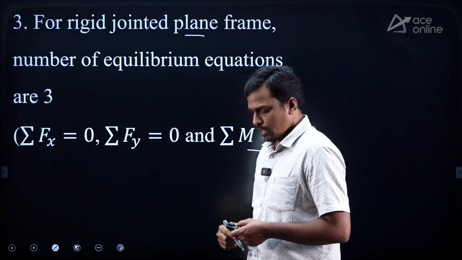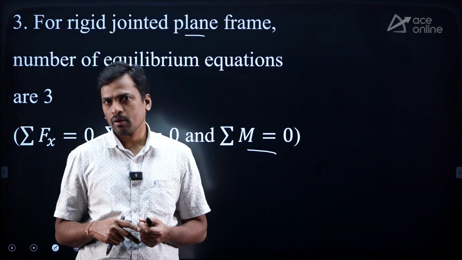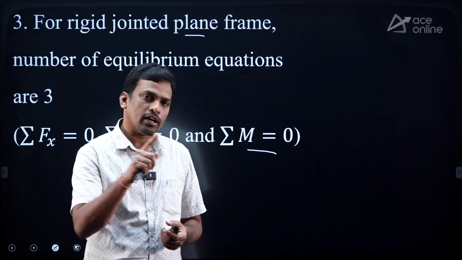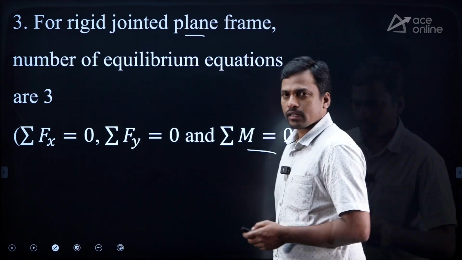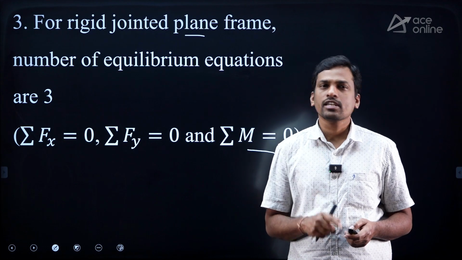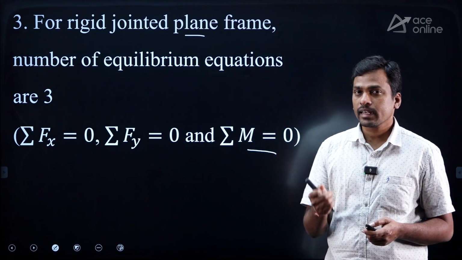So students, in this topic, the equilibrium equation of a joint, only 2 points you have to remember. What is the first point? For a pin jointed plane frame and a rigid jointed plane frame, that's it. Don't waste your valuable time. So these are the 2 topics you have to remember in the introduction chapter. Then the second chapter is static indeterminacy.